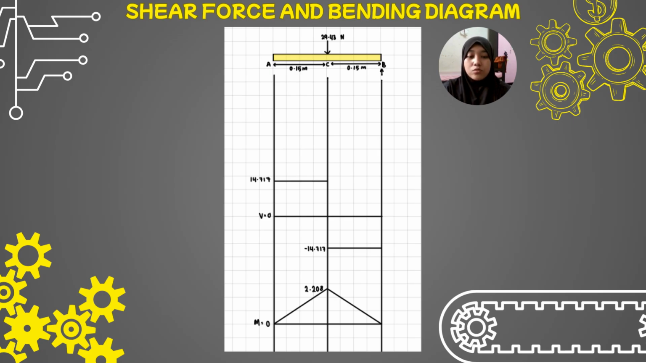For load 5, we use the mass of 3 kilogram. The force jumps to 29.43 Newton, and the reaction scales up to 14.717 Newton, pushing the center bending moment up to 2.208 Newton meter.